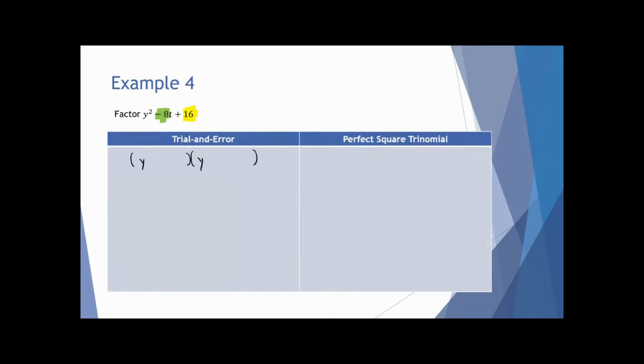If they're multiplying to a positive and adding to a negative, they both have to be negative because a negative times a negative is a positive. So 4 times 4 gets me 16. And then 4 plus 4 is 8. And with the minuses, that would be a negative 4 times a negative 4, and then negative 4 plus negative 4. So if you do this with trial and error, you get y minus 4 times y minus 4, which is completely fine to write your answer that way. But you can combine those because we have y minus 4 twice, and you can write this as y minus 4 squared.